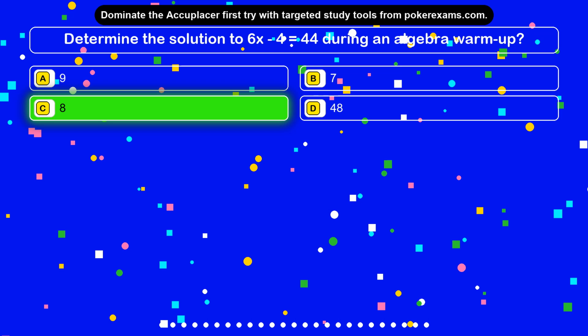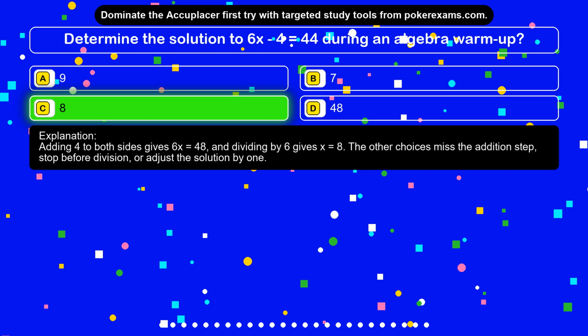The correct answer is option C, 8. Adding 4 to both sides gives 6x = 48, and dividing by 6 gives x = 8. The other choices miss the addition step, stop before division, or adjust the solution by 1.